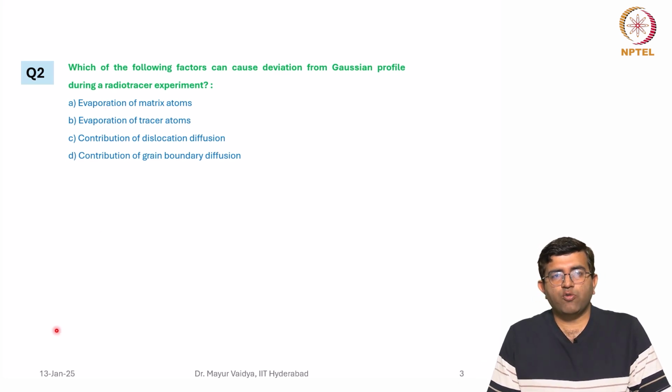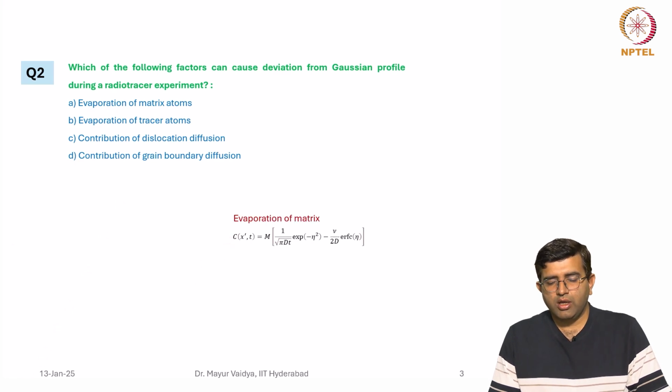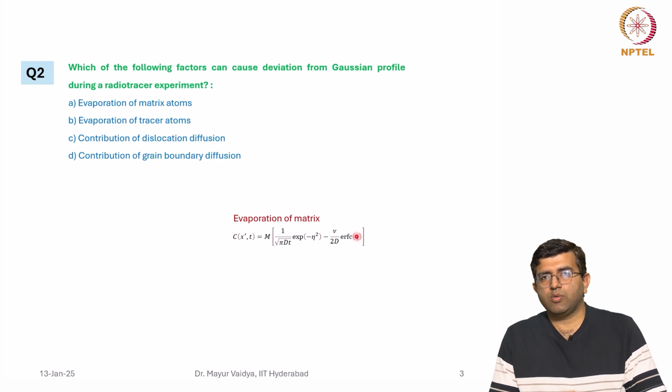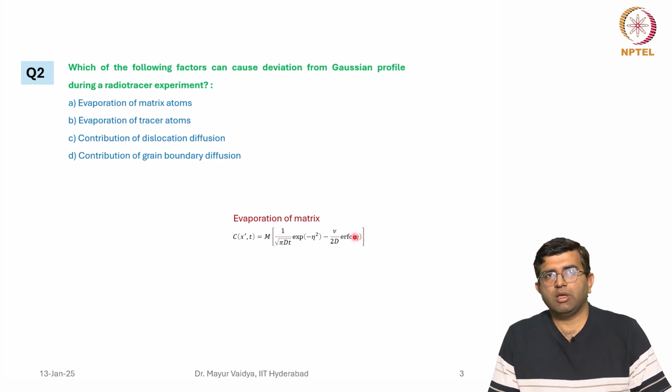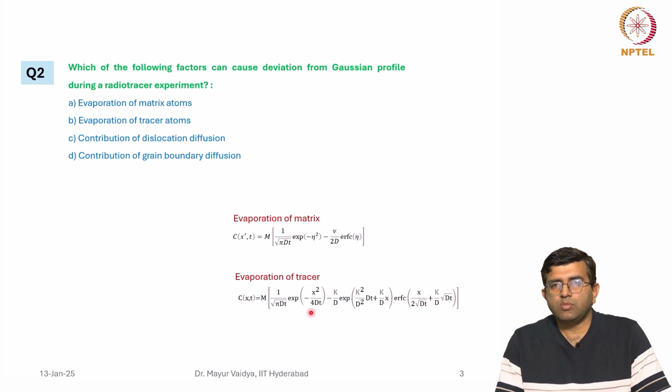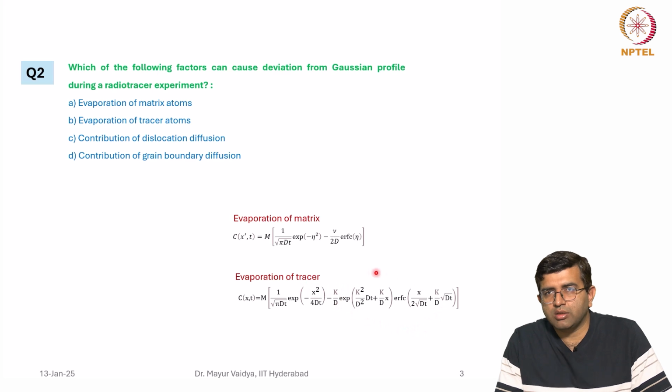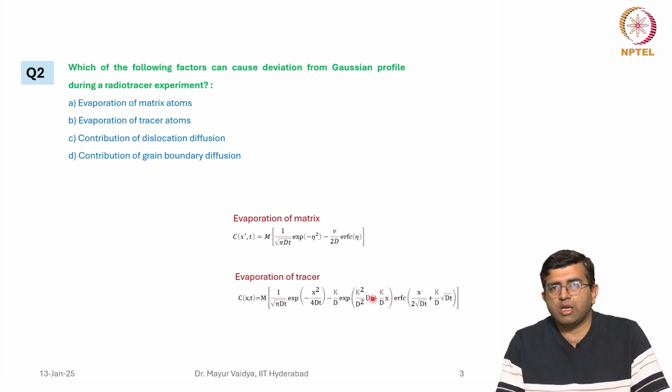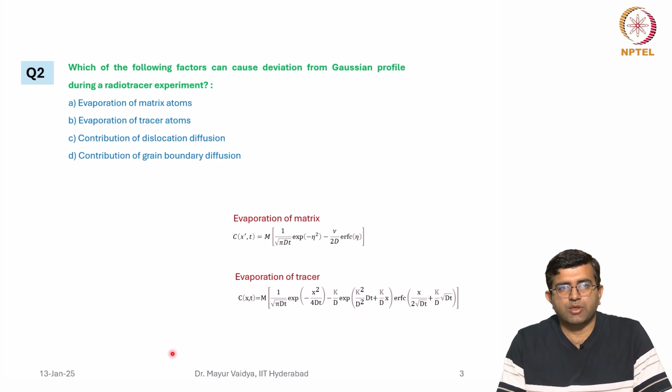So, the evaporation of matrix atoms does cause a deviation in the Gaussian profile according to this relation. This particular term takes into account the evaporation of the matrix atom. Similarly, evaporation of tracer atoms also causes the deviation in the Gaussian profile. This is the Gaussian profile equation. The remaining is the evaporation of the tracer, where K is a constant related to the evaporation constant.